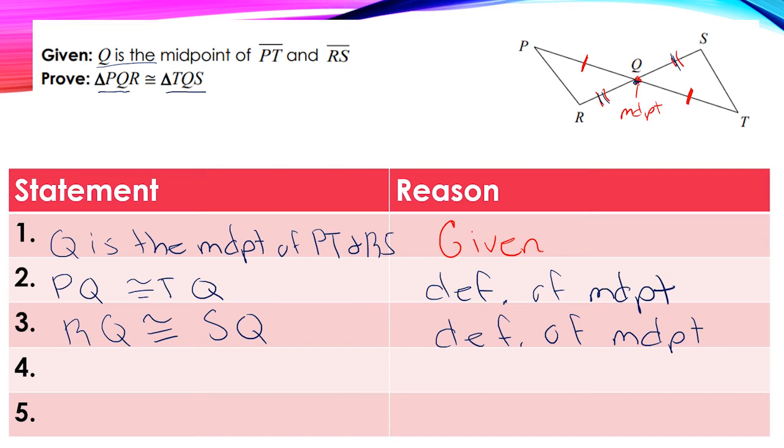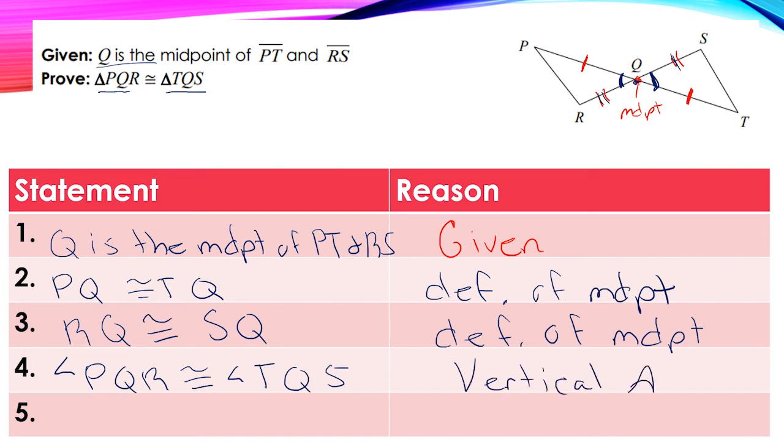We have 2 pair of congruent sides. Anything else that would be congruent? Yes, there is. We have these intersecting lines here. And so since these lines intersect, these angles are congruent. Why are they congruent? Because they are vertical angles. So we could say that angle PQR is congruent to angle TQS, alright, because they are vertical angles.